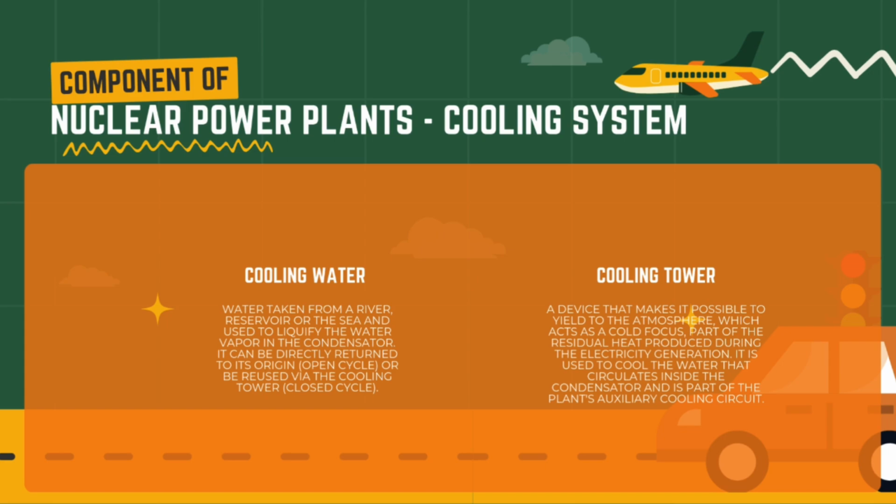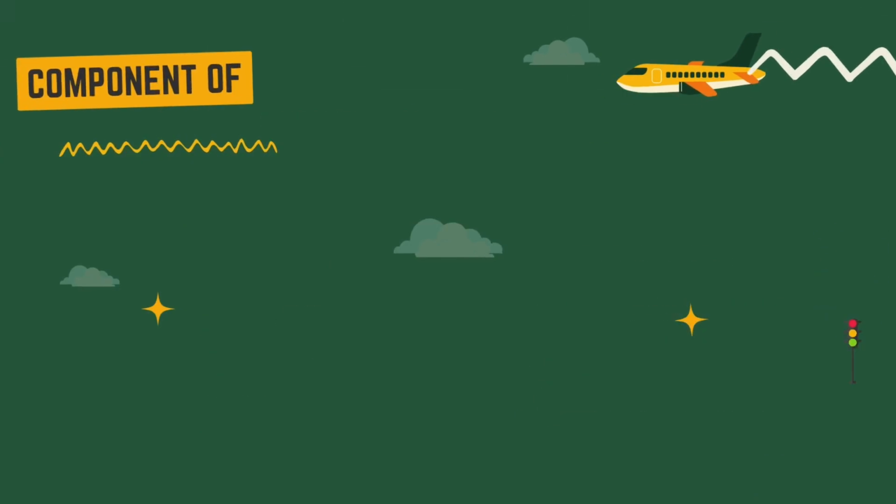The cooling tower is the iconic structure people often associate with nuclear plants. It acts as a heat sink, releasing residual heat from the electricity generation process into the atmosphere. This process cools the water circulating inside the condenser, which is a critical part of the plant's auxiliary cooling circuits, ensuring the reactor remains at a stable operating temperature.